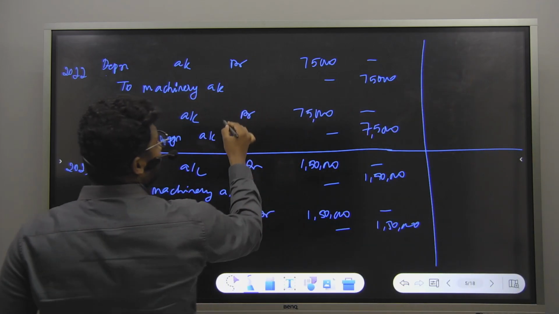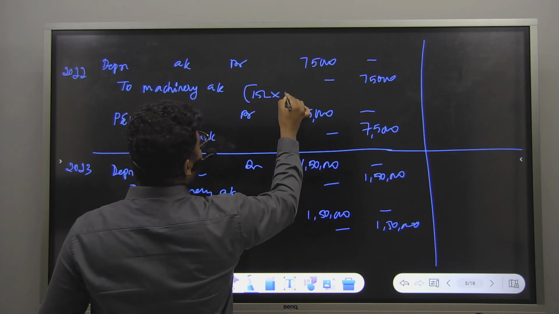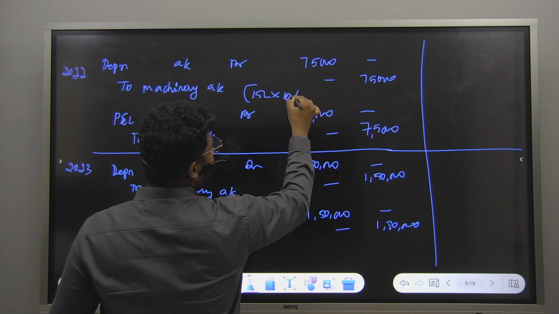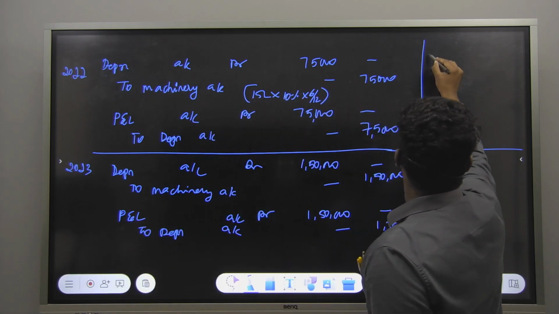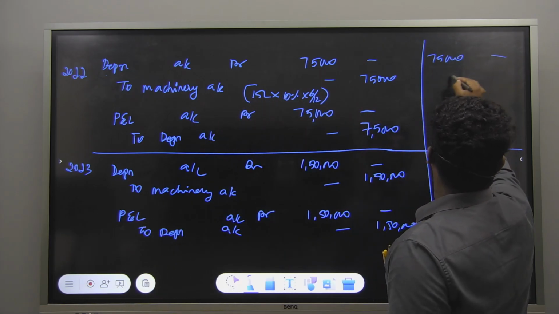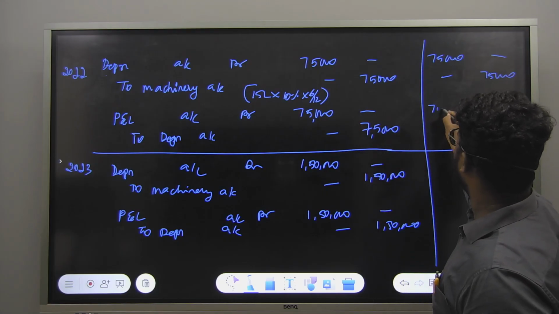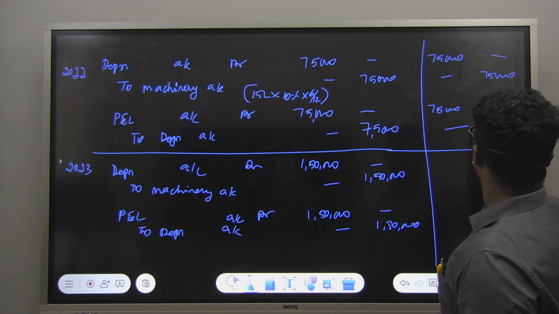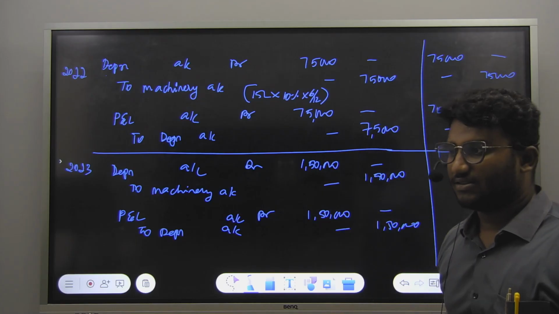Original value of the asset is 15 lakh rupees. On 15 lakh, how much? 10% into 6 by 12, that comes to 75,000. So the same amount you will transfer to profit and loss account, 75,000. There is no change in this.